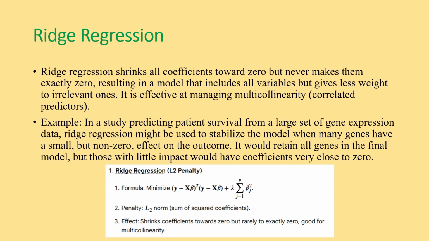For example, in a study predicting patient survival from a large set of gene expression data, ridge regression might be used to stabilize the model when many genes have a small but non-zero effect on the outcome. It would retain all genes in the final model, but those with little impact would have coefficients very close to zero.